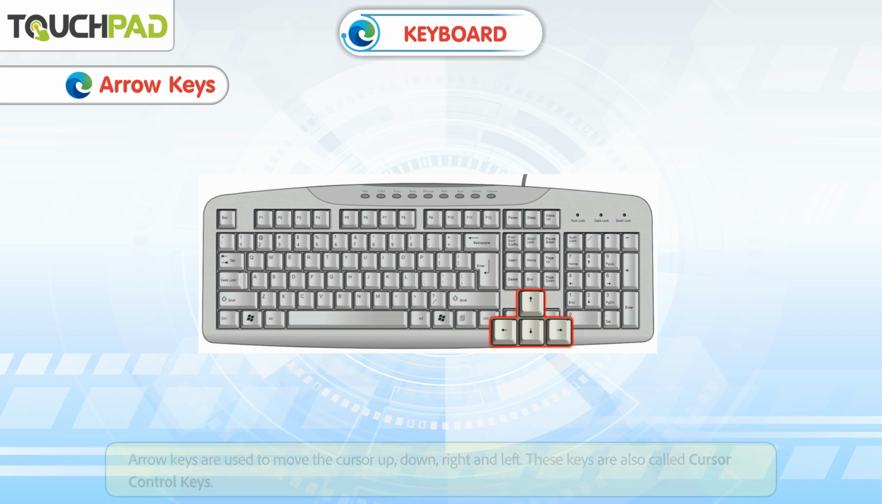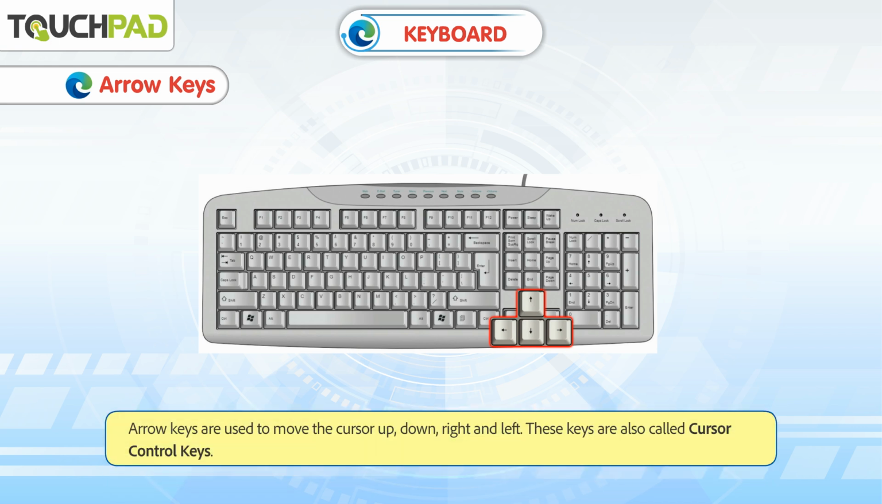Arrow keys. Arrow keys are used to move the cursor up, down, right and left. These keys are also called cursor control keys.